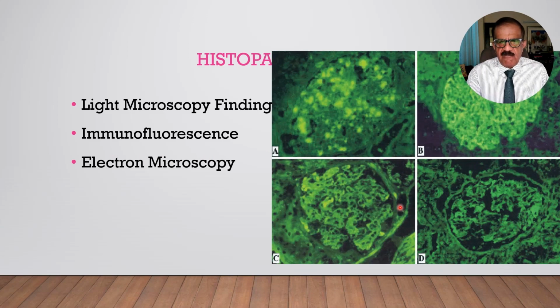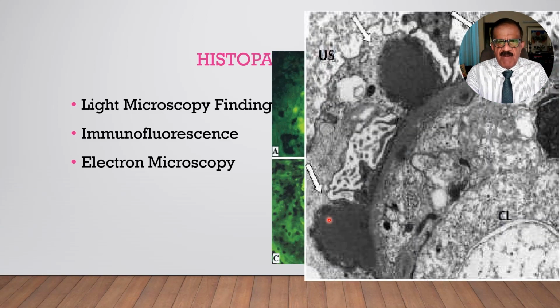These are different glomeruli. This is one structure, and these are different glomeruli showing different patterns. Depending upon the subtype of post-streptococcal glomerulonephritis, you would have different patterns. Now in electron microscopy, you would see these deposits, these bumps on the epithelial sides. This is very characteristic of post-streptococcal glomerulonephritis.